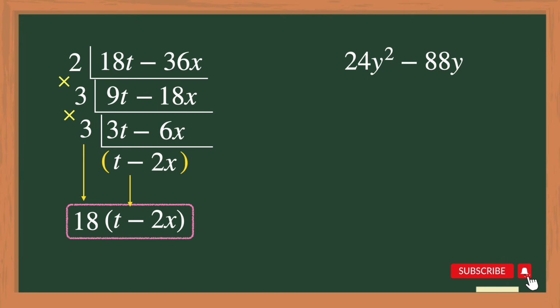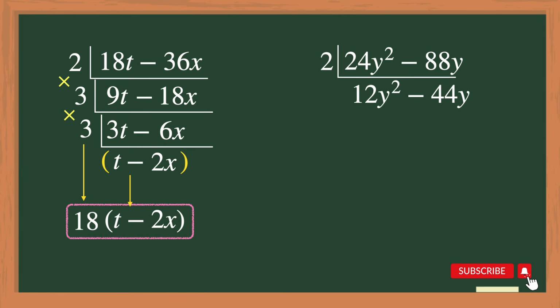In this next expression, each term has the variable y with it. But in the first term, the y is squared or has an exponent of 2, which is different than the y in the second term. So let's see how I factor this type of expression. I see that both 24 and 88 share a common factor of 2. After dividing each term by 2, I have 12y squared minus 44y.